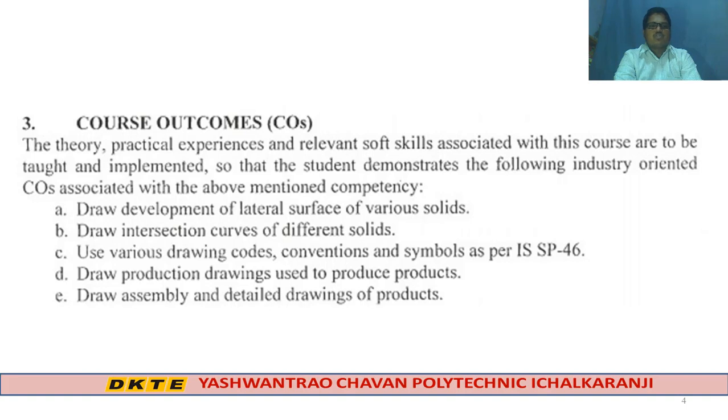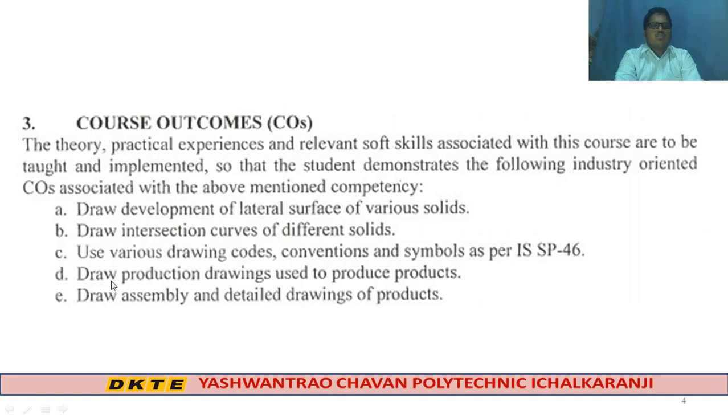The third is to use various drawing codes, conventions and symbols as per IS SP 46. Drawing is the phase that comes before production, so at that time the drawing should give detailed information regarding the production. This drawing is also known as a production drawing, and for that purpose different drawing codes, conventions and symbols need to be learned, which are universally accepted standards. This is as per IS SP 46.